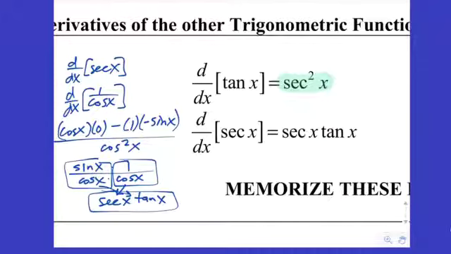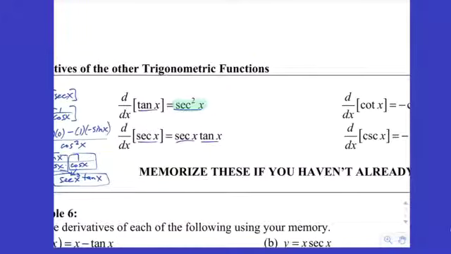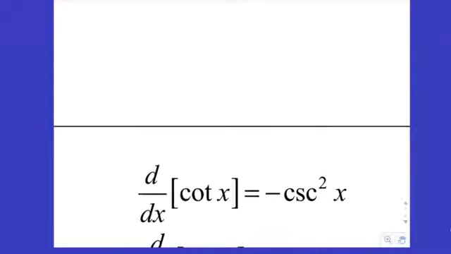Now, if you memorize those two, the other two come for free. Because as I mentioned earlier in the year, anything that starts with co or inverse co or arc co is going to have a negative derivative. So what's left? Cotangent, cosecant. Cotangent is going to be a negative something derivative. Cosecant is a negative something derivative. All you have to do is add cos in front of these. Because the derivative of tangent is secant squared, the derivative of cotangent is negative cosecant squared.